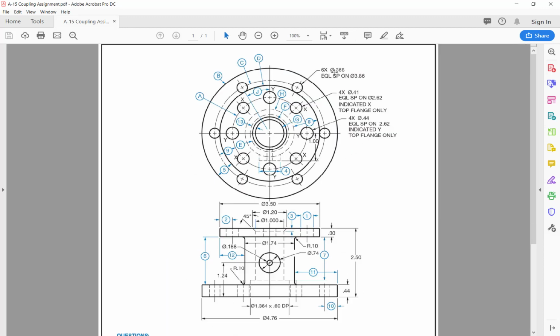So the bolt hole circle of the bottom flange is 3.86. That's specified right here, right? Equally spaced on a 3.86 diameter bolt hole circle. Then I'll subtract the bolt hole circle on the top flange, 2.62, and then we'll just divide that by 2. Let me just punch those numbers in. 3.86 minus 2.62 equals 1.24 divided by 2 is 0.62. That's dimension number 9.